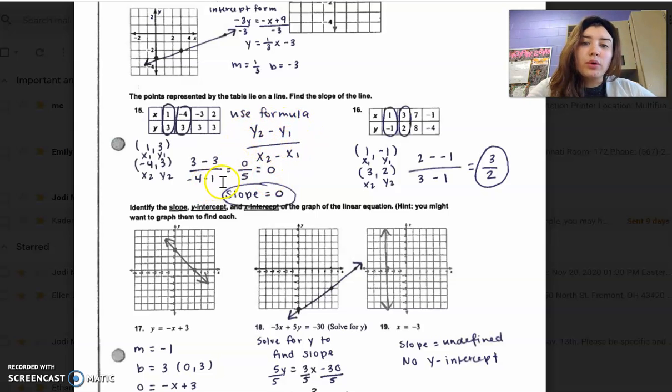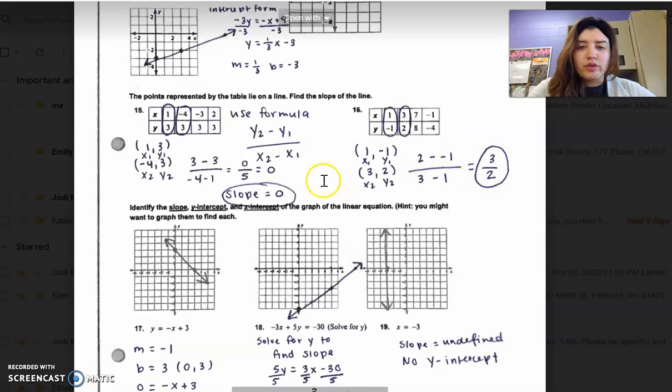Okay. What's important is that you pay attention to these signs. So we have -4 as x2. -4 is written down. Okay, for 15, our slope is 0. For 16, we plug this in. We remembered to keep this negative sign, and we got 3/2.